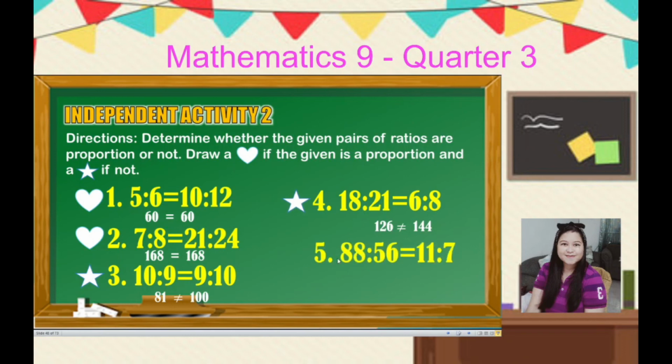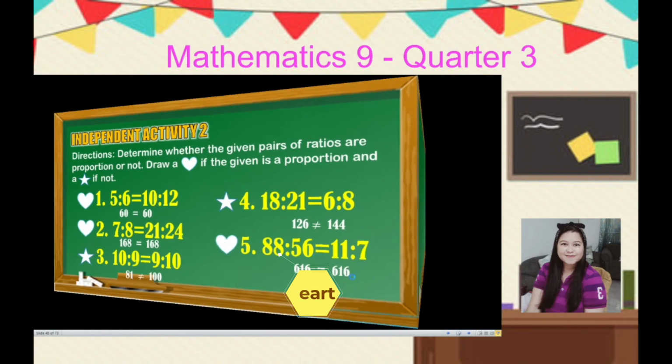Last, we have 88:56. So, that is equal to 11:7. So, getting the product of the means and the product of the extremes, we have 616 is equal to 616. So, therefore, it is a star.